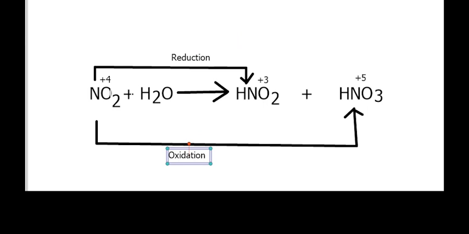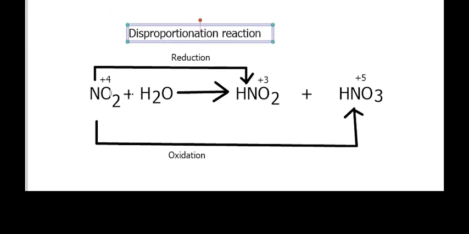In this type of reaction, if you check here, you will see that nitrogen was oxidized and at the same time nitrogen was reduced. So the oxidizing and reducing agent is nitrogen. In that type of reaction where the same element is oxidized and reduced, the reaction is said to be a disproportionation reaction.